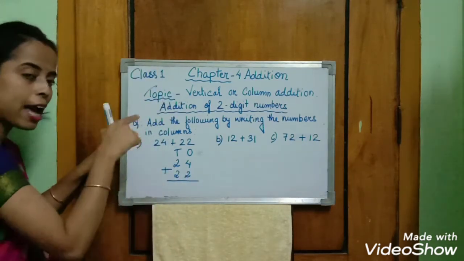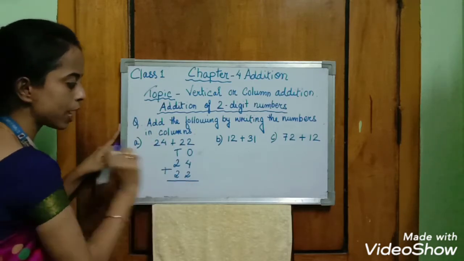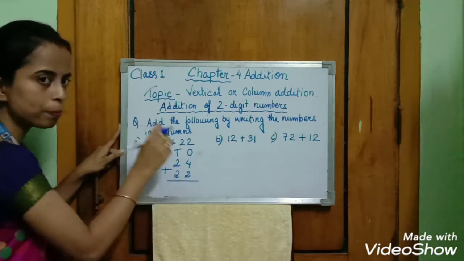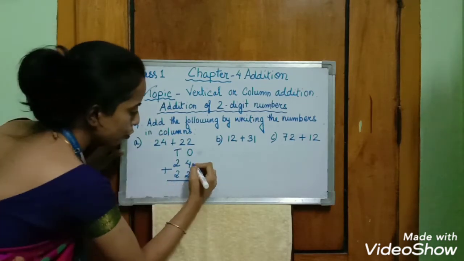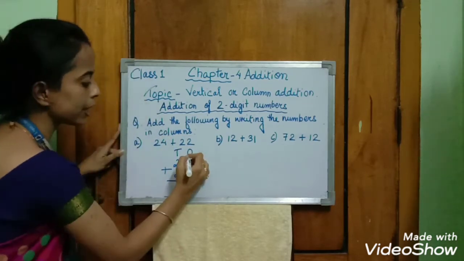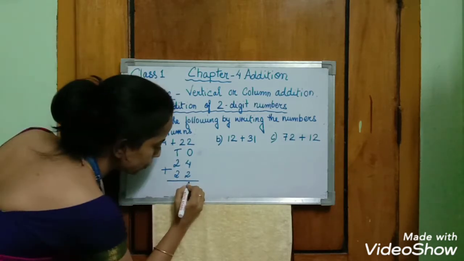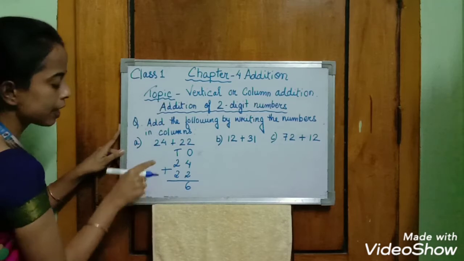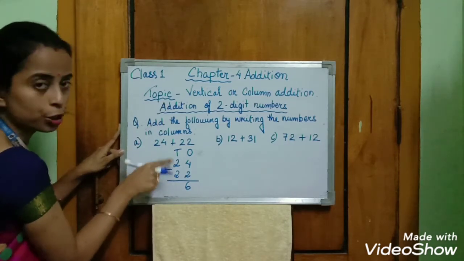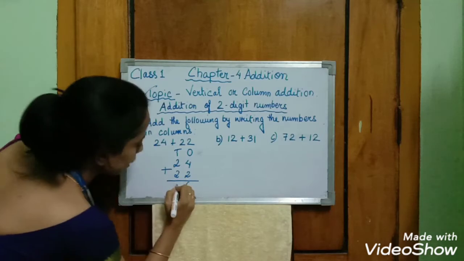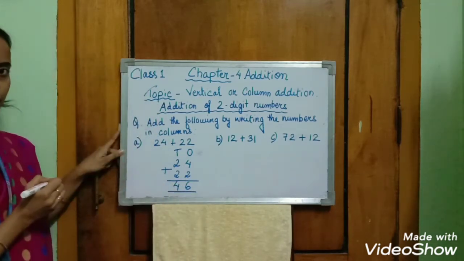So now we will add 2-digit numbers, 2 places, tens and ones. First I have written 24. Below 24 I have written 22. Now I will add it. First I will add which place? Ones place. 4 plus 2 is 6. Then come to tens place. 2 plus 2 comes 4. So the answer is 46.